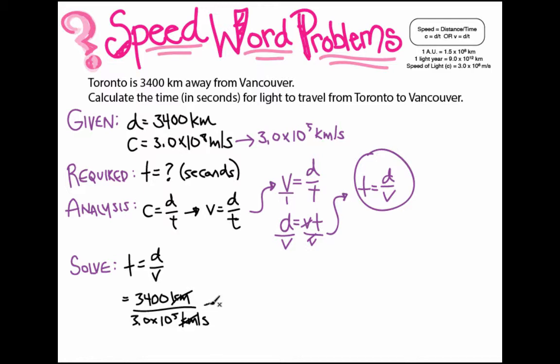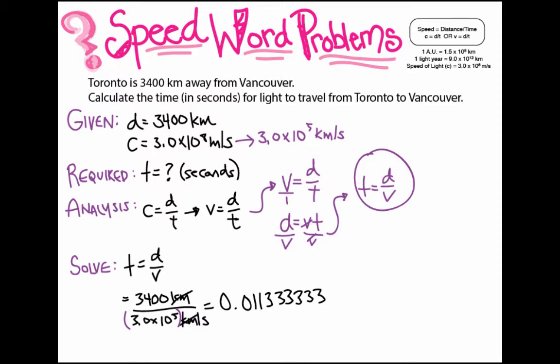Now you're going to plug this into your calculator. When you plug this into your calculator, make sure you include the brackets. I'm going to walk you through what you should be plugging in. You plug in 3,400 divided by, open bracket, 3 times 10 to the power of 5, close bracket, equals. And the answer that you get is 0.011333333, and it could continue depending on what your calculator goes up to.